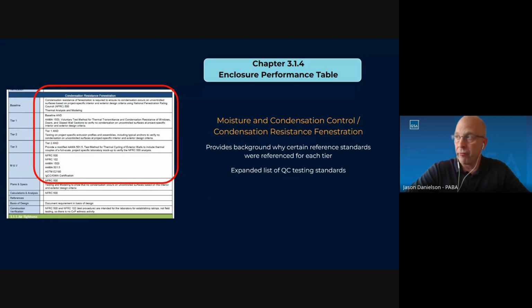Chapter 3.1.4, moisture and condensation control, condensation resistance for fenestration. This provides a little background to why those certain reference standards were referenced for each tier, and an expanded list of QC testing standards. We're talking about the NFRC 500, the thermal analysis and the modeling, and also some of these additional tests, the IGCC certification and some others.